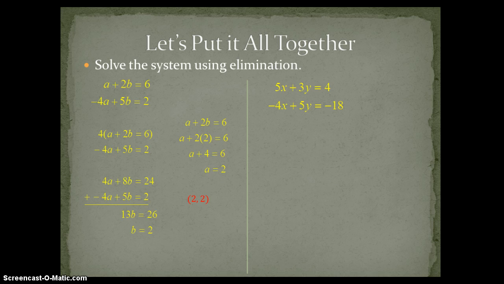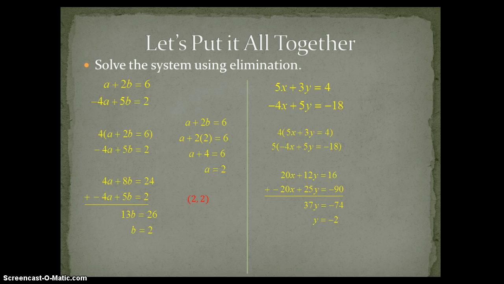The second one, I have 5x, negative 4x, and 3y, plus 5y. Well, again, nothing is really similar, but at least the x's are opposite values. One is positive and one is already negative. So let's try and get rid of those. Since 5 and 4 both go into 20, I'm going to make the x's both equal to 20x and negative 20x. So to do that, I need to multiply the first equation by 4.